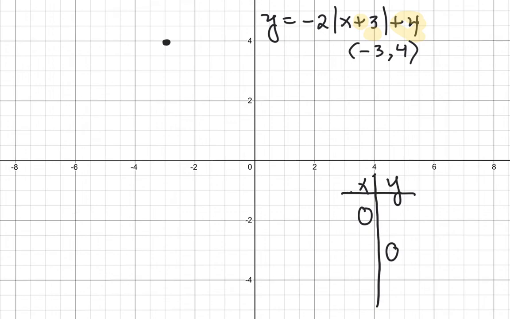And I also know, based on the fact that this is a -2, that this function should open downward somehow. I'm not sure exactly how, but it is going to open down. All right, let me algebraically find those points.